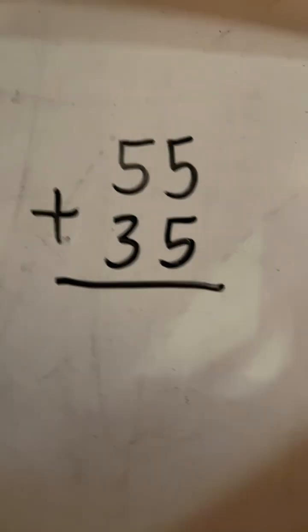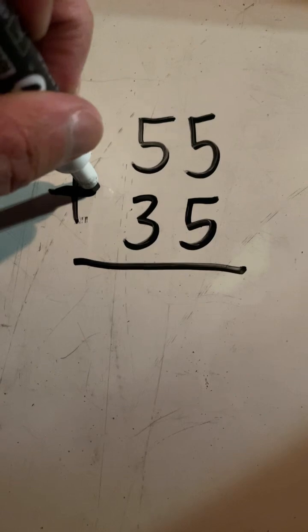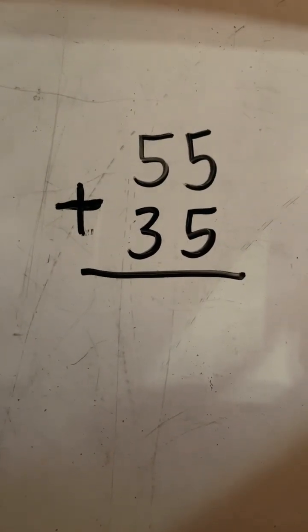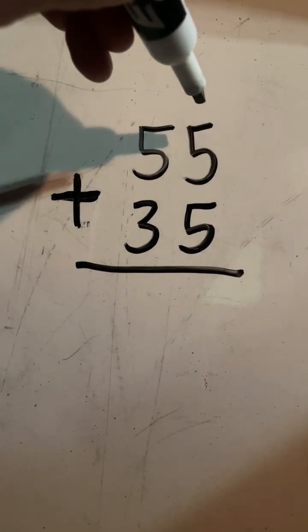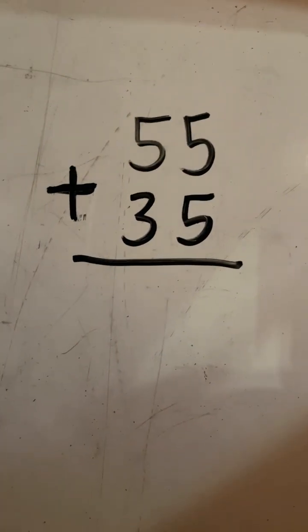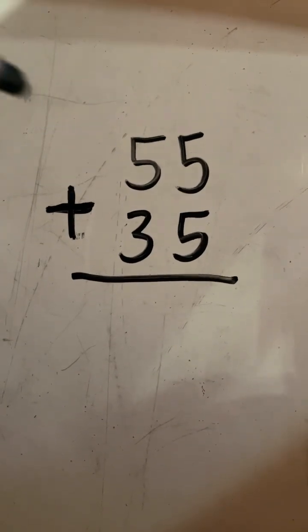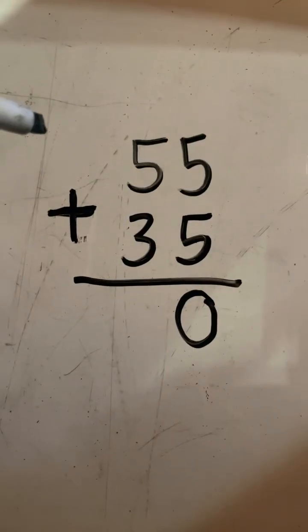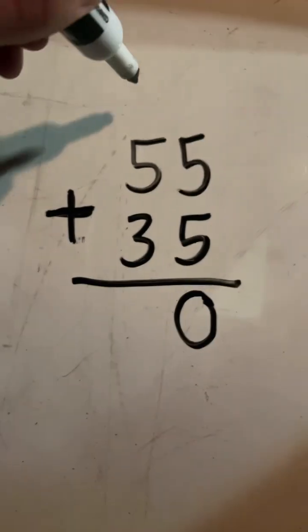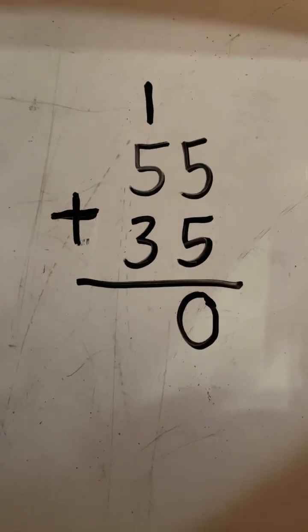55 plus 35. So we're going to start out in the ones place. We're going to add 5 plus 5. 5 plus 5 equals 10. 10 or more we regroup, so the 0 in 10 is going to go in the ones place. The 1 in 10 is going to get carried over to the tens place.